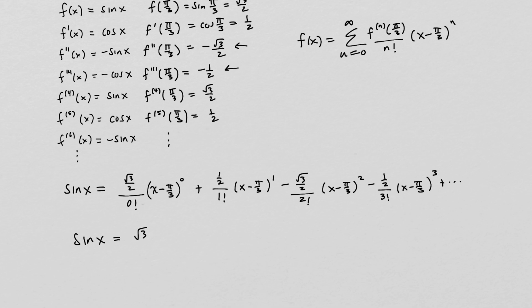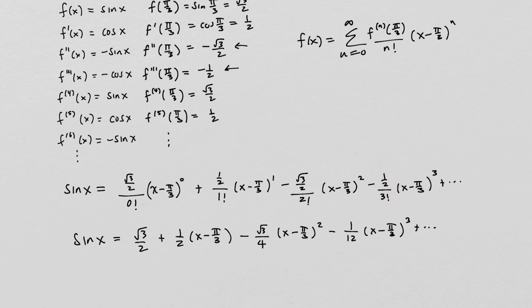So this first term is just going to be radical 3 over 2. The next term will be 1/2 times x minus pi over 3. Next, we're going to have radical 3 over 4 times x minus pi over 3 squared. And then we have minus 1 over 12 x minus pi over 3 to the third. And again, this continues. Now, if you're wondering how I'm getting this, just keep in mind, I'm just evaluating these factorials and then simplifying this number here.